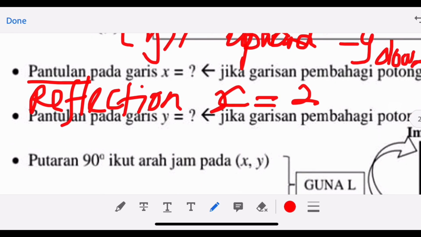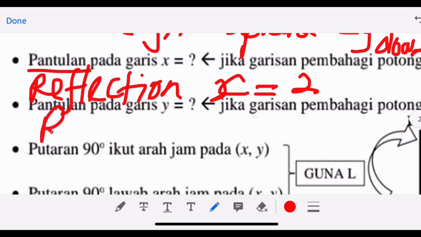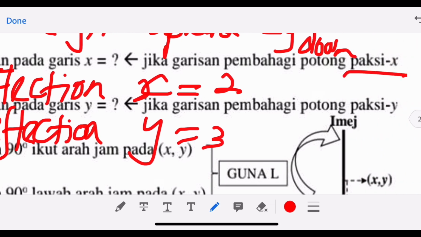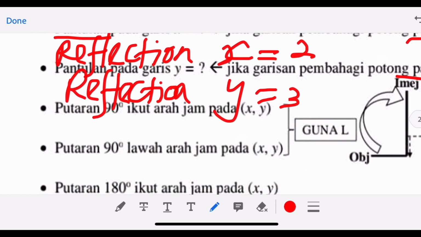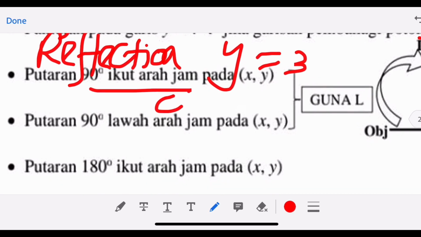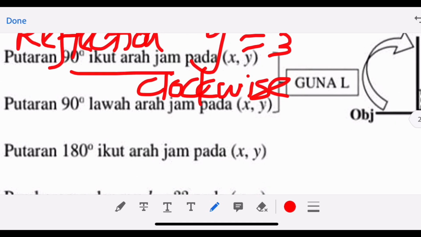So transformation number 2 is reflection. For reflection, we have reflection in a vertical line, x equal to 2, maybe x equal to 3, and the line will cut the x-axis at the x-intercept. And then we have reflection in y equal to the y-intercept, maybe y equal to 3 or y equal to 4. And sometimes we might have the equation with the gradient, y equal to mx plus c.